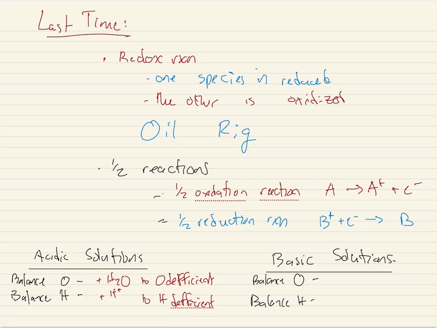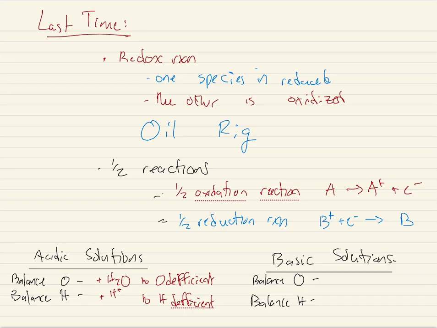You would add water to balance oxygen. So we're going to add water, but we're also going to add something else to the other side whenever we balance in a basic solution, right? Because we can't just add hydrogen to the other side, so we want to make it hydrogen neutral on both sides. So you would add hydroxide.